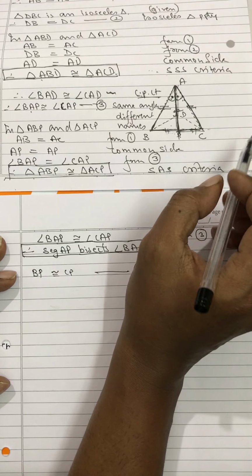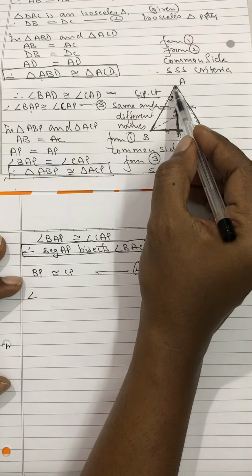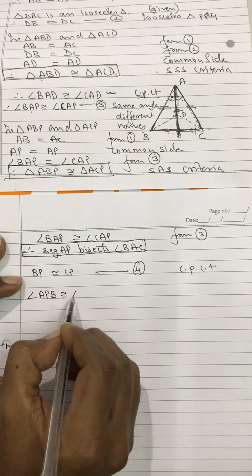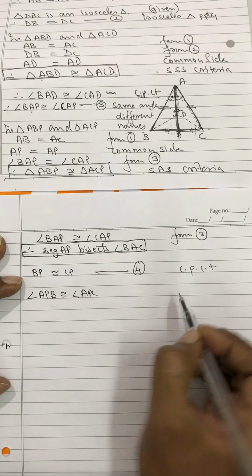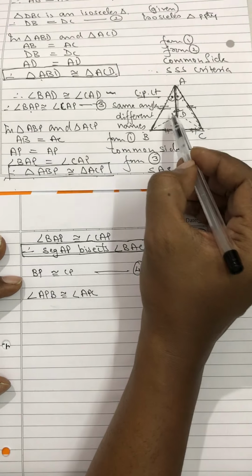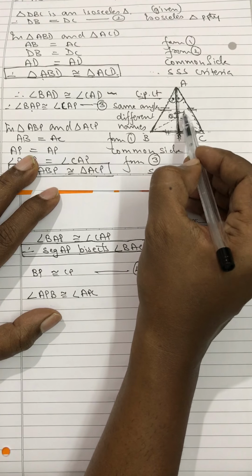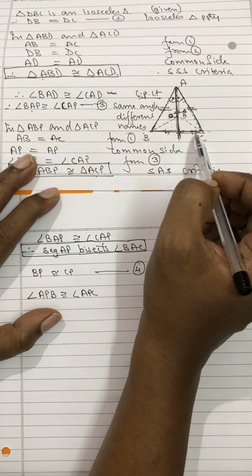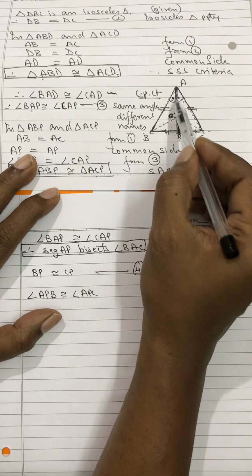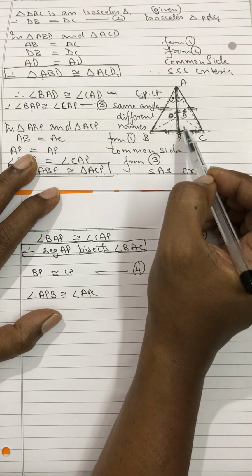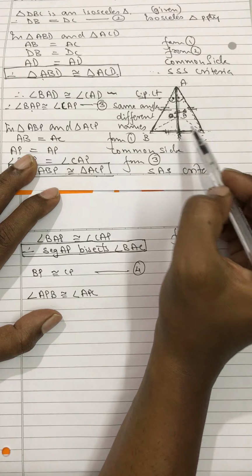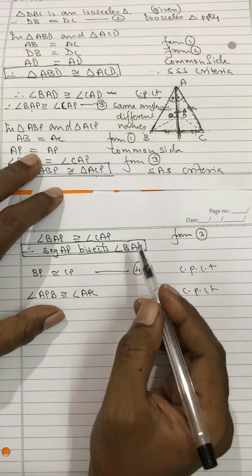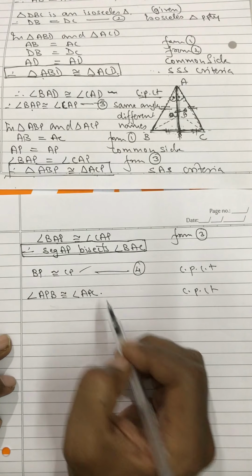For proving perpendicular, similarly angle APB will be congruent to angle APC. Reason will be same, CPCT, because I have proved these two triangles are congruent. When I have proved these two triangles are congruent, BP will be congruent to PC by CPCT, and angle APB will be congruent to angle APC by CPCT. But remember, they are congruent, I have proved. To prove them perpendicular, I have to prove they are 90 degree; congruent is not going to help you. Bisector is proved, but perpendicular is not yet proved.